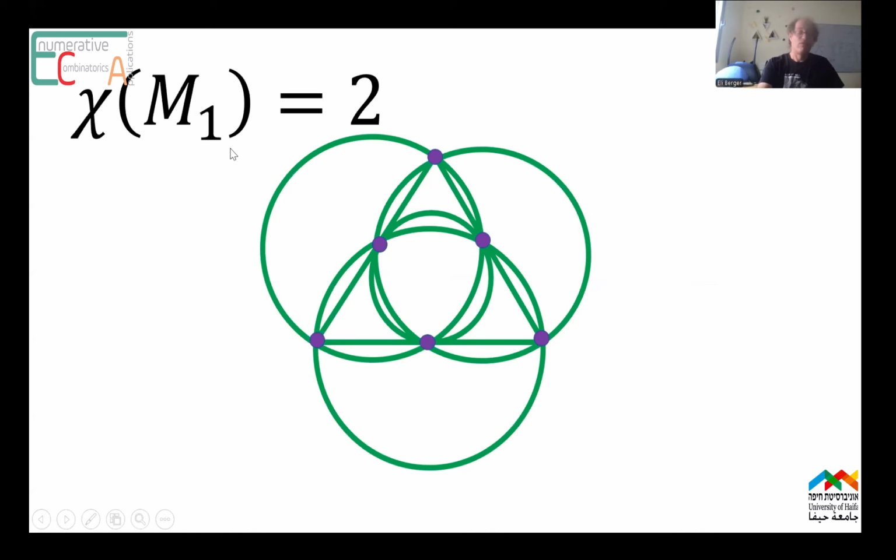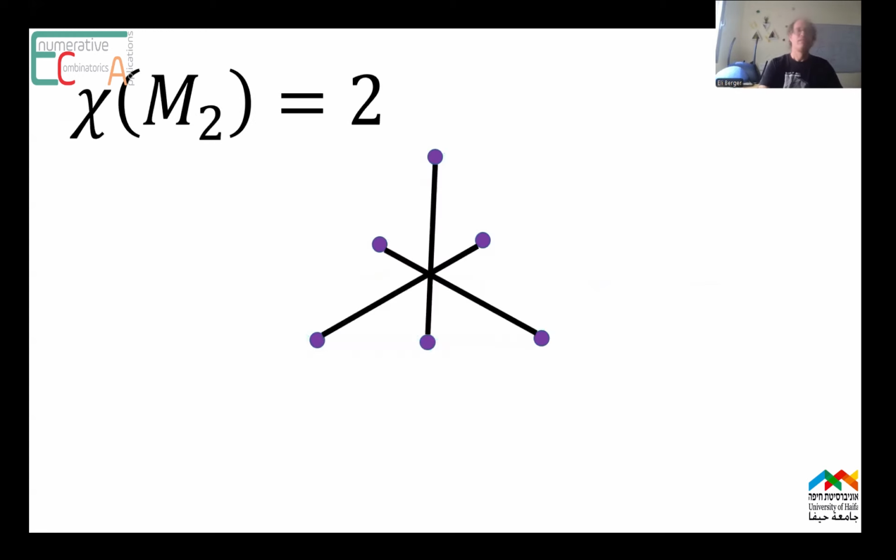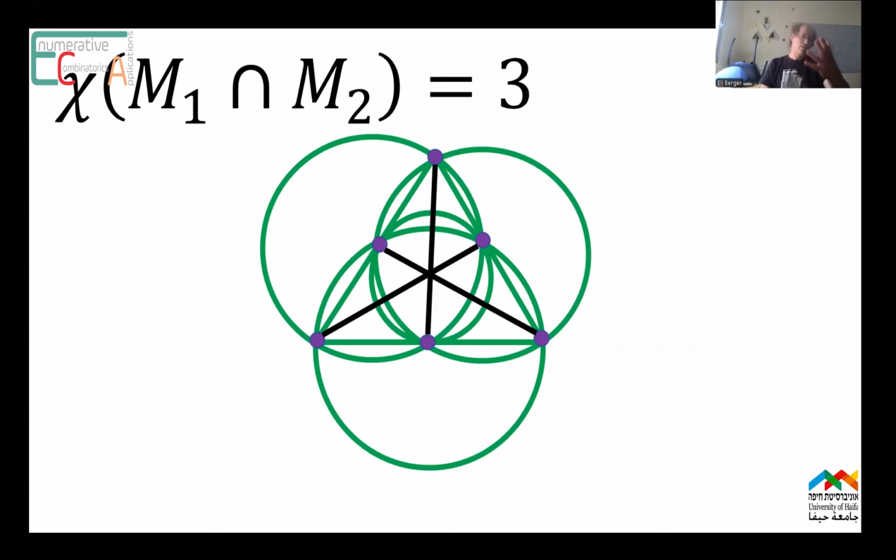So now, what happens in the non-fractional version for general matroids? It won't be true in this case, because here is a matroid where the chromatic number is 2. Here's another matroid with chromatic number 2. And if we take the intersection of these 2 matroids, so we take the union of the circuit hypergraphs, then you can check the chromatic number is actually 3. So what can we still say?